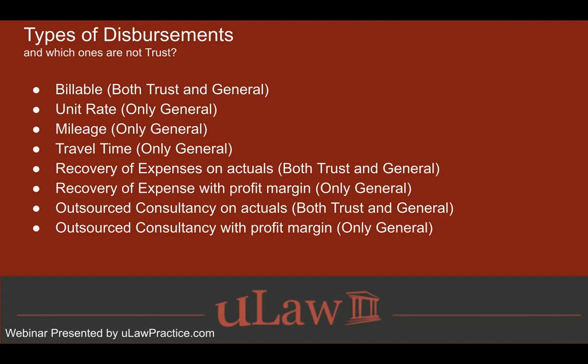And when are you recommended to use only general? If there is a markup, if there is a filing fee that has markup, especially if there is travel time, billable, unit rate, any consultancy that is on profit margin, again, that is not on actuals, that has a little profit or marked up value, then only general account.